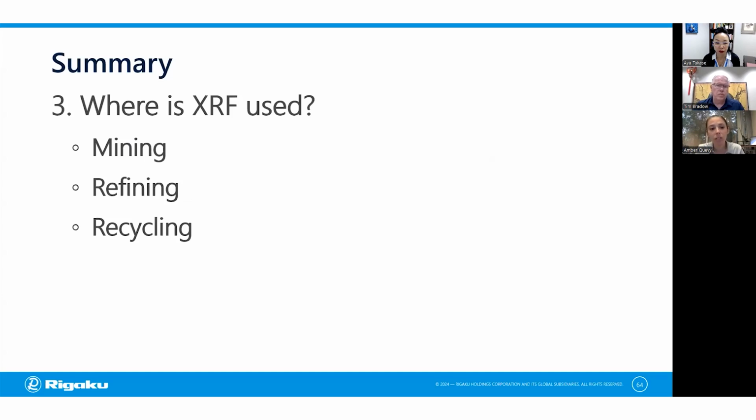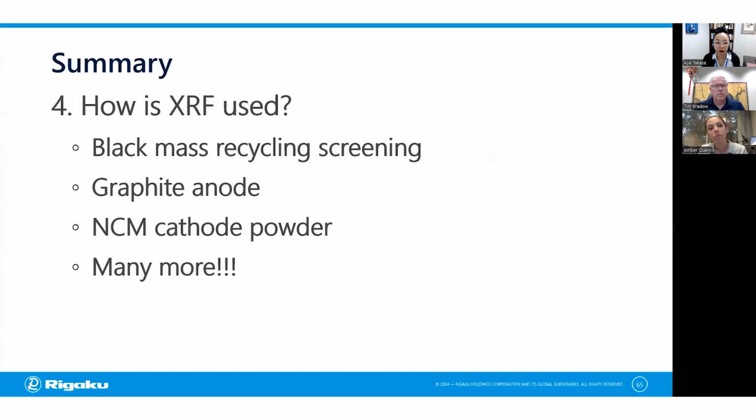The third being, where is XRF used? We talked about a few different applications today, more on the refining and recycling process. We do see it commonly used in mining, and hopefully we'll see it more and more widespread as time goes on as well. And last but not least, how is XRF used? We covered 3 examples today: the black mass recycling screening we did at the end, the graphite anode, and the NCM cathode powder. But there are many other applications. There's only so much time in the day.